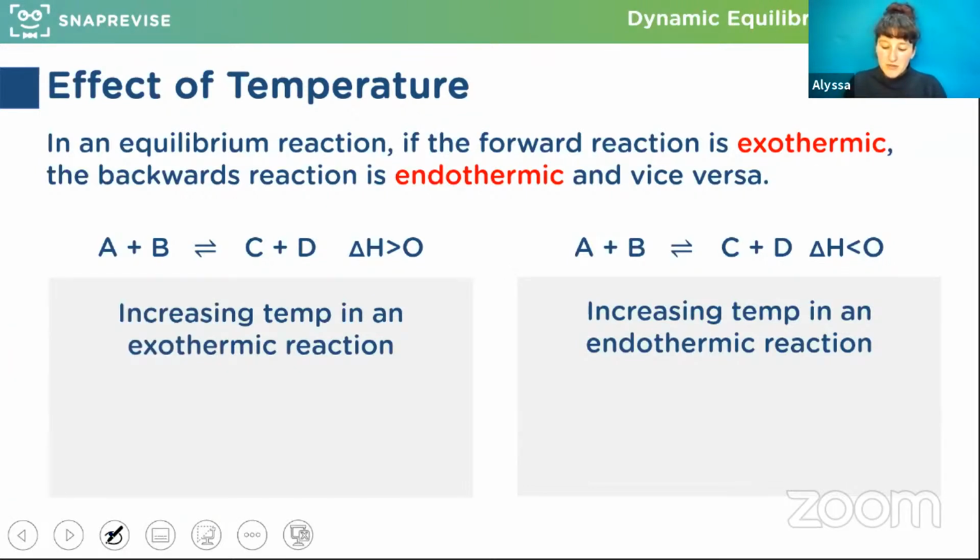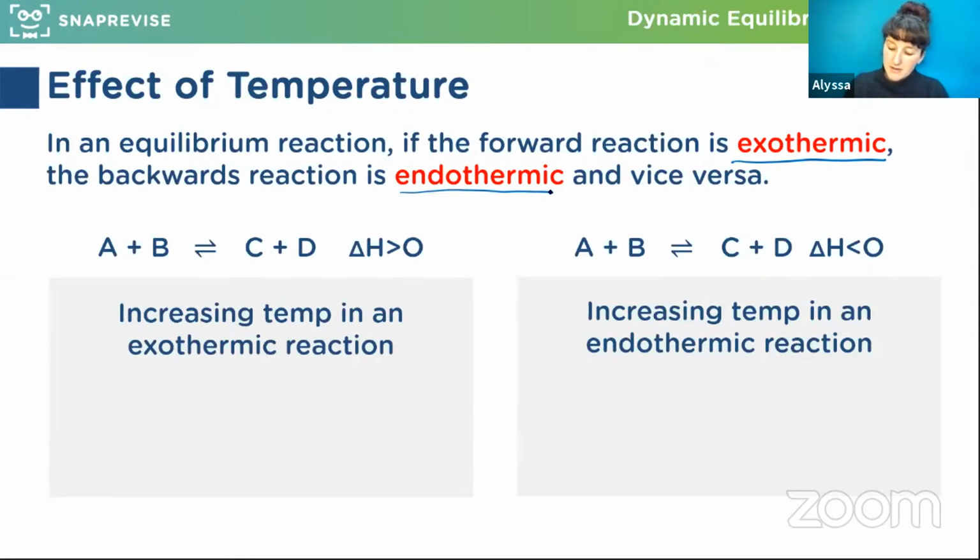So in an equilibrium reaction, if the forward reaction is exothermic, i.e. the enthalpy change is negative, it is releasing energy to the environment, the system is releasing energy, so the enthalpy change is negative because the system has lost energy. So if the forward reaction is exothermic, the backwards reaction must be endothermic because they're opposites. If you need to put in energy to go one way, it's going to release energy to go the other way. So they are opposites to each other.